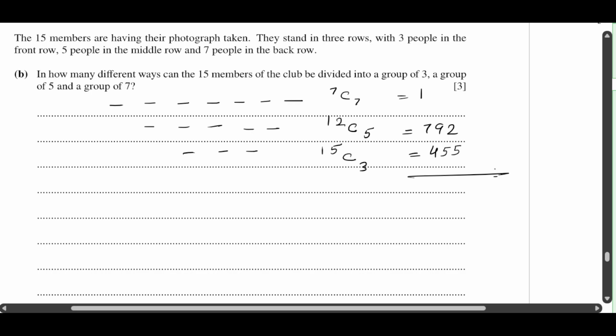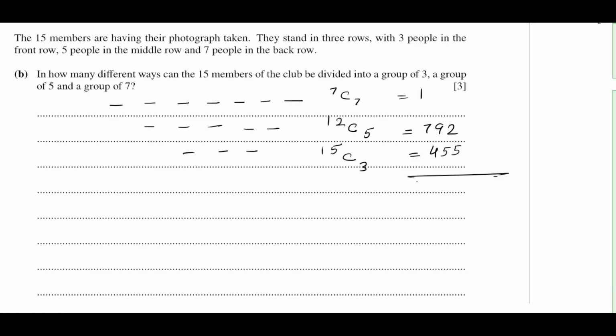But why am I adding? Actually, I should multiply. We should multiply all these, right? Why multiply? Because for each selection, there are that many further selections. So therefore we will multiply. 792 will be multiplied by 455, so it is 360,360.